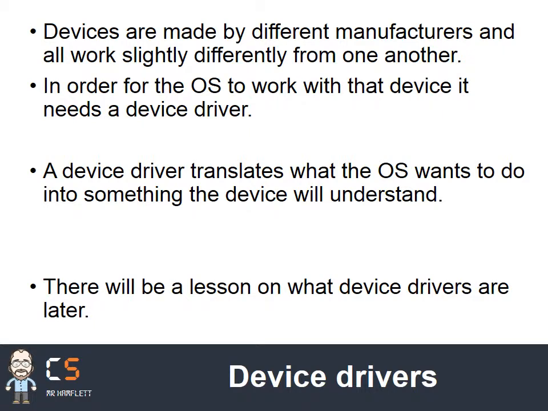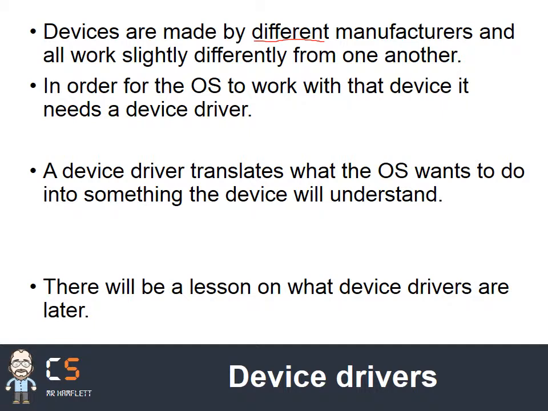So device drivers. Because devices are made by different manufacturers, they all work slightly differently. Even though I might have two hard drives, they're both 1 GB hard drives. It's a bit small nowadays, but there you go. Both 1 GB hard drives, but made by different manufacturers. It could be that they work slightly differently. Now that little bit of difference needs to be accounted for.